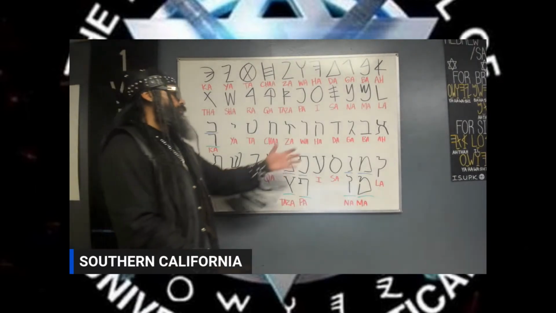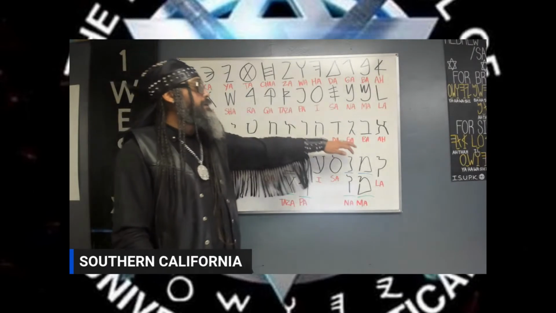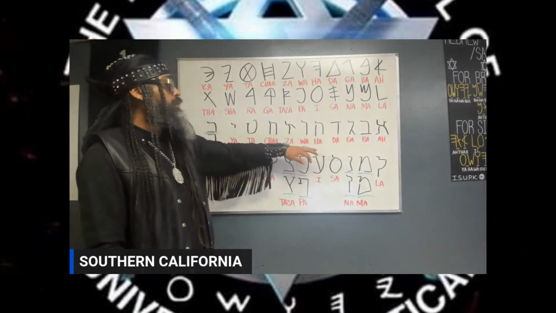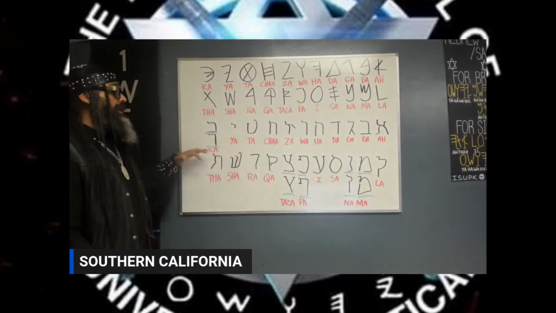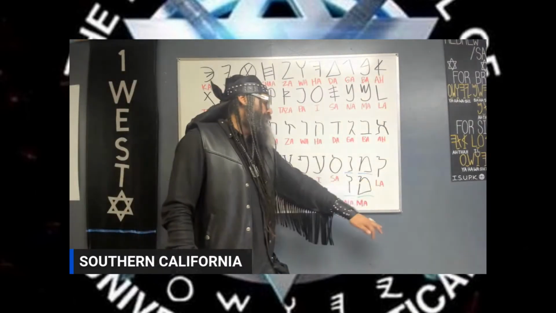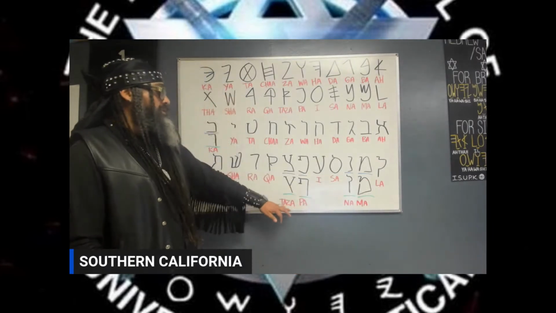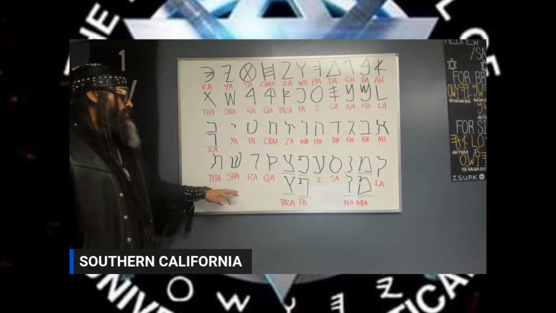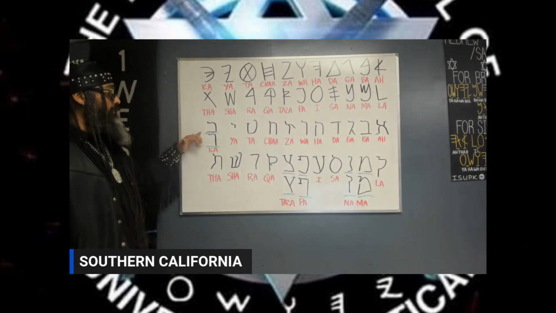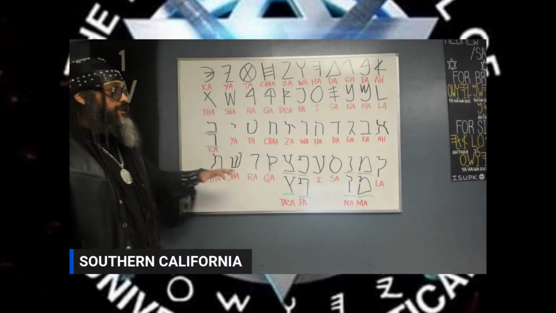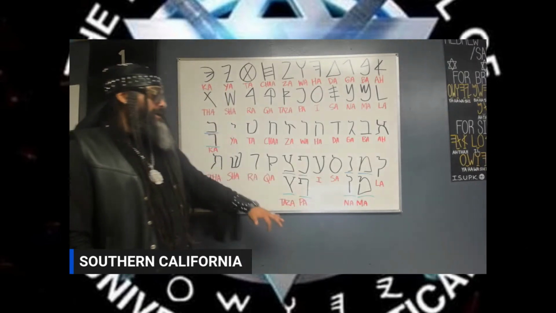All right, I'm going to go over them again, right to left. A, ba, ga, da, ha, wa, za, ha, ta, ya, ka, la, ma, na, sa, I, pa, ta, za, kwa, ra, sha, ta. So we have 5 double characters in the Assyrian: the ka, ma, na, pa, and taza.